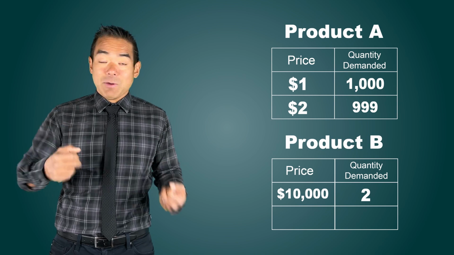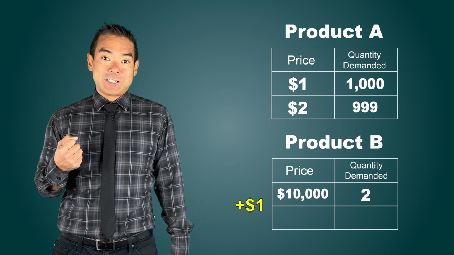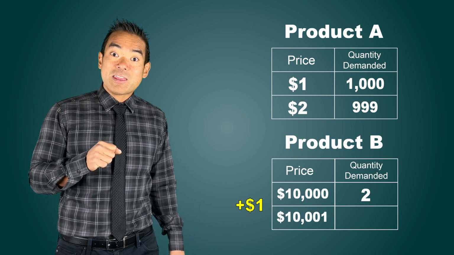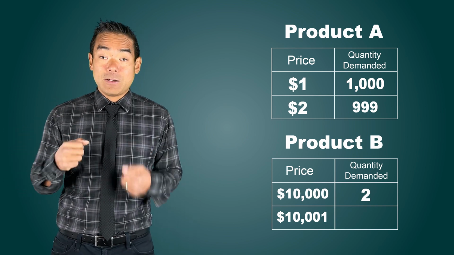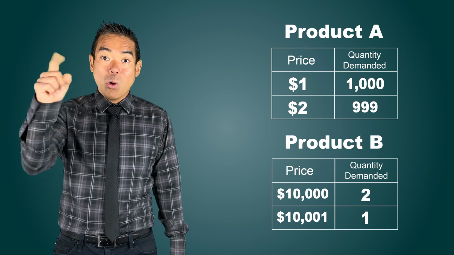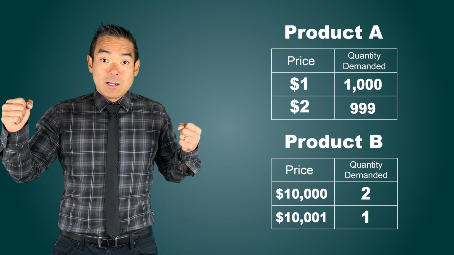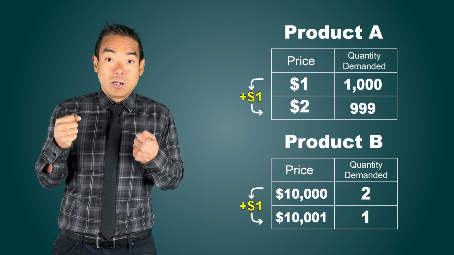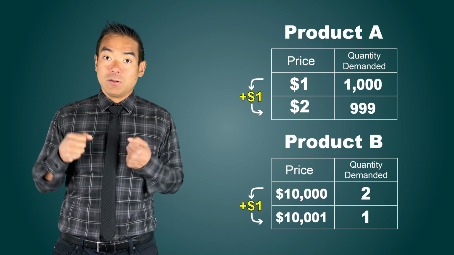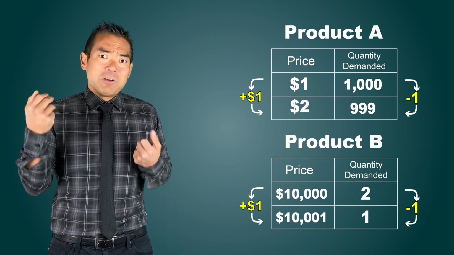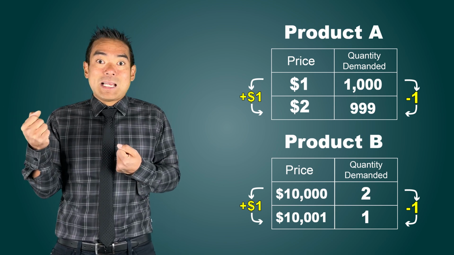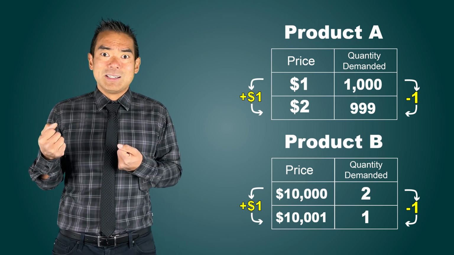At the same time, product B's price also increases by $1 to $10,001, and as a result, quantity demanded falls to only 1. For both products, the price has increased by $1 and the quantity demanded has fallen by 1 unit. But can we say that both of these products are equally sensitive to changes in price?